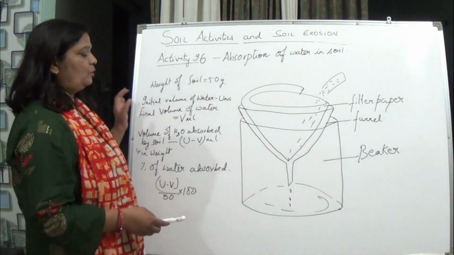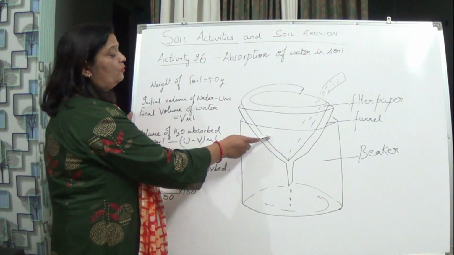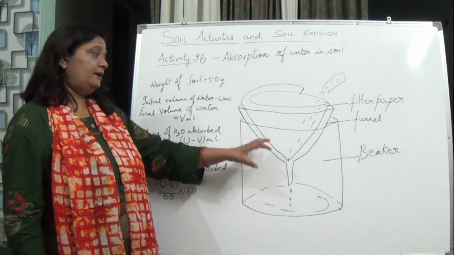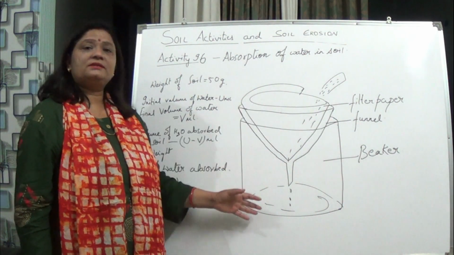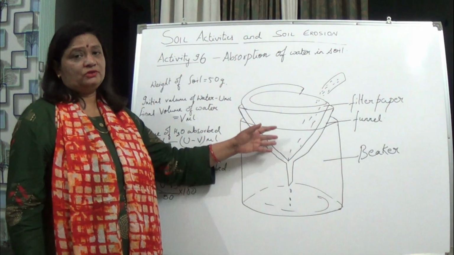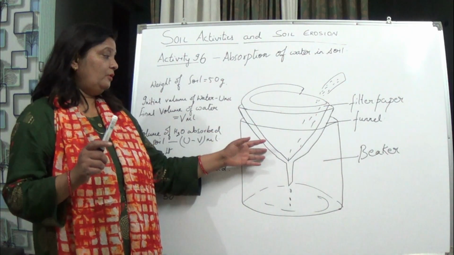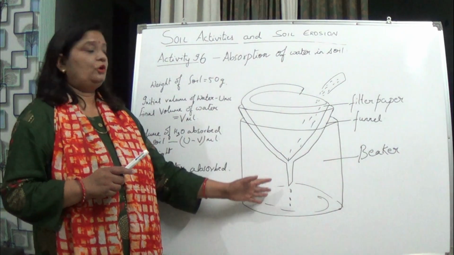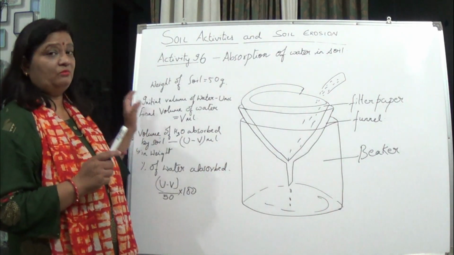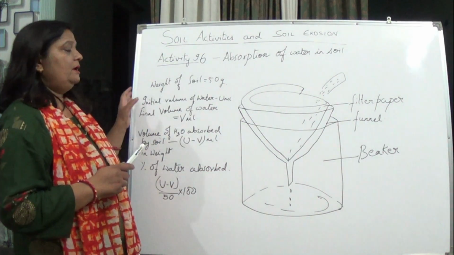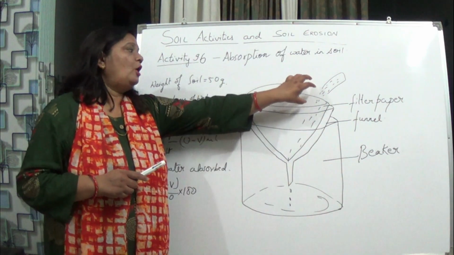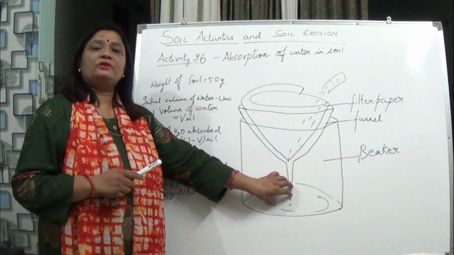Now you see how much water is being collected over here and how much water the clay soil has absorbed in it. It will be calculated again by the formula U minus V, where this is the initial and this is the final volume. You will also see that you have to wait for minutes for water to drop in the beaker, because in the clay soil the percolation rate is slow, the movement of water is slow. How much water is absorbed by the clay soil can be taken out by the formula, that is how much water you have taken and how much you have got over here.